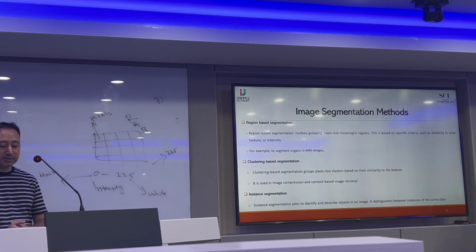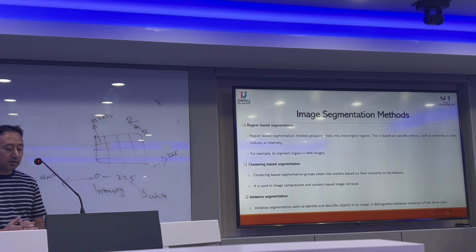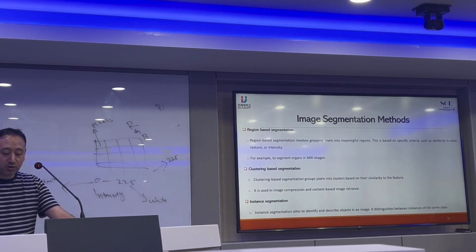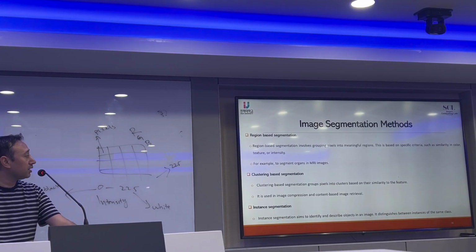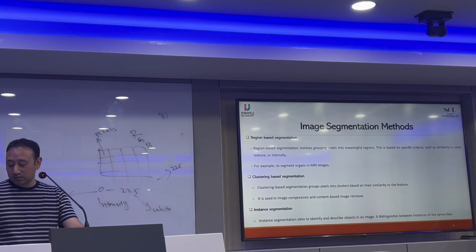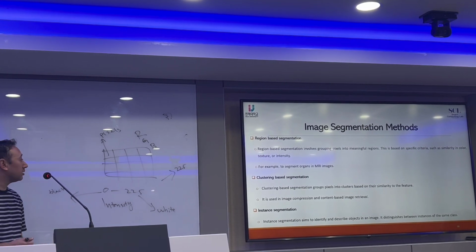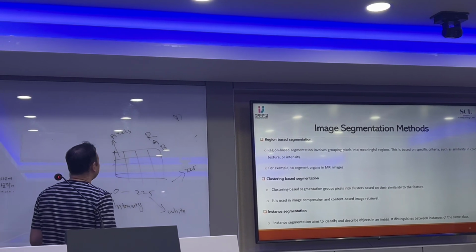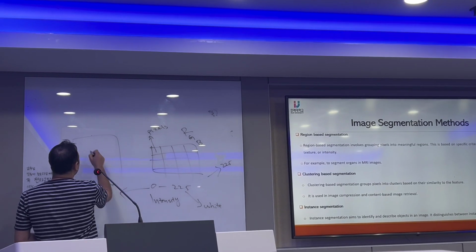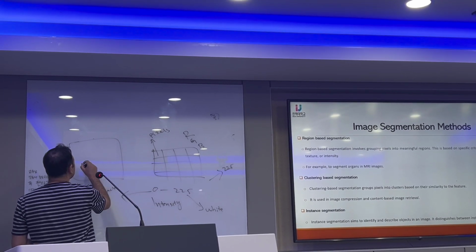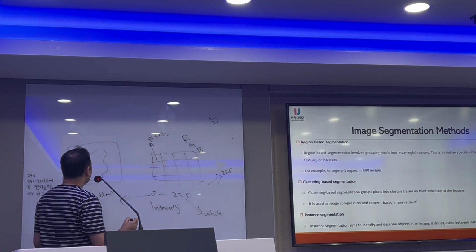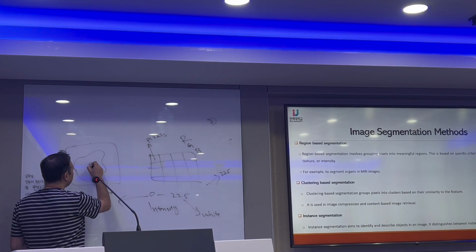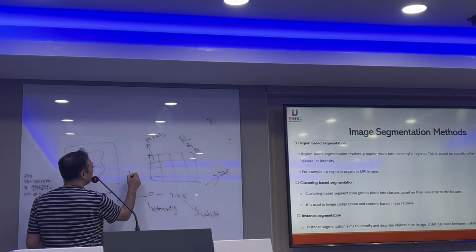So, region-based segmentation. Region-based segmentation involves grouping pixels into meaningful regions. It is very popular in medical imaging. For example, we have an image. This is a tissue. For example, this is a tumor.